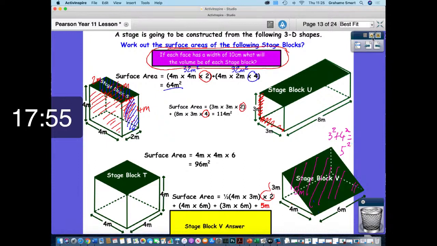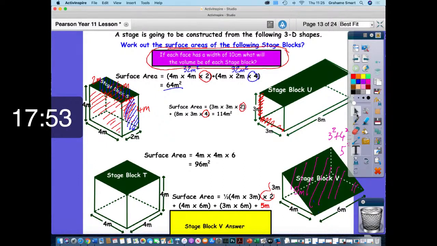Now, I can't go into Pythagoras' theorem in too much depth here because I just don't have the time. But that 5 metres multiplied by 6 metres, that 5, which is that length there, has come from using Pythagoras' theorem. Okay, so that was a significantly more difficult question. And then the surface area comes out to be 84 metres squared.